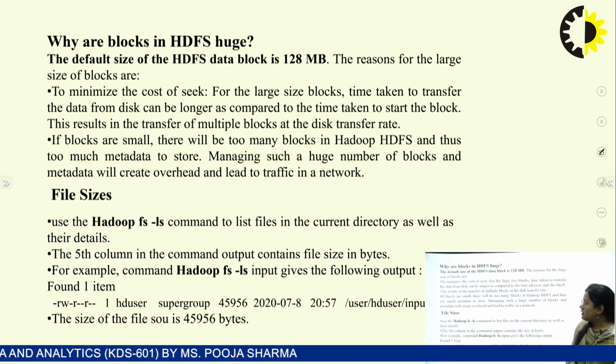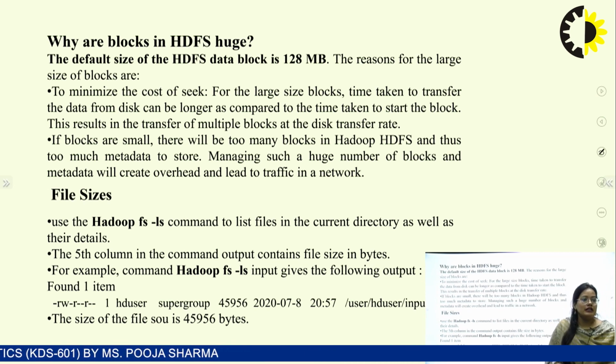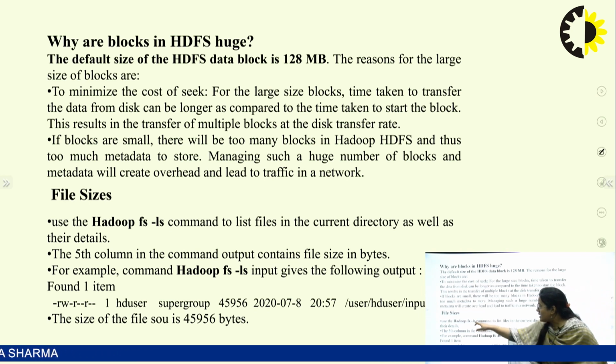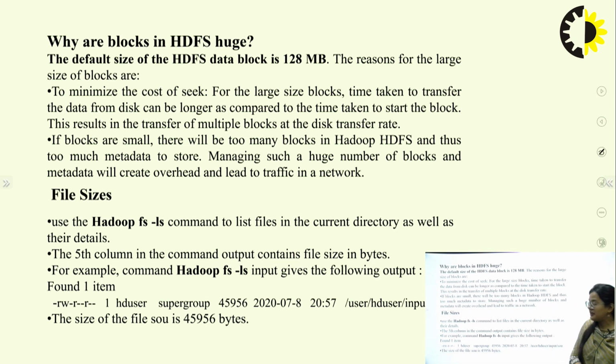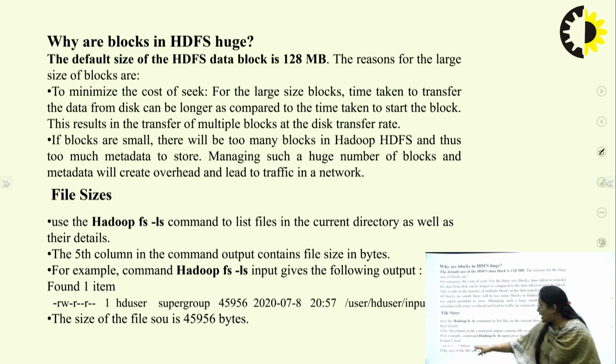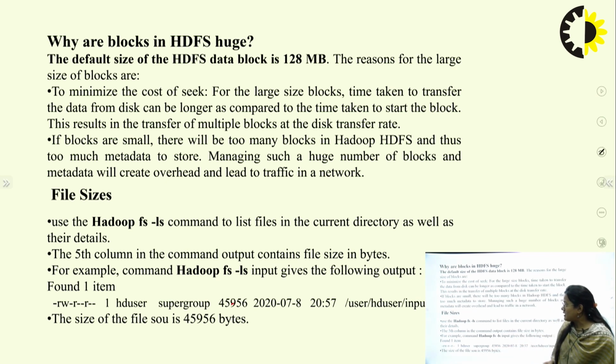Now, how do we find the file size in Hadoop? Use the hadoop fs -ls command to list files in the current directory as well as their details. So this will be the output, and the fifth column in the command output contains the file size in bytes. It means this 45956 bytes is the size of the file.